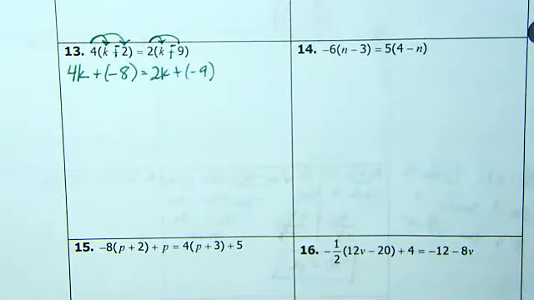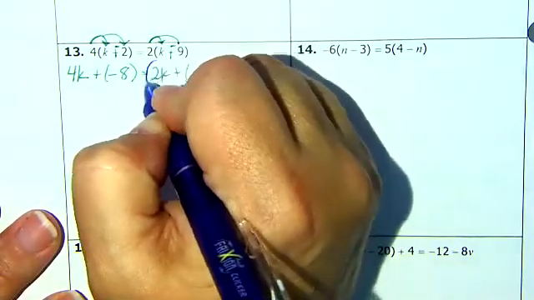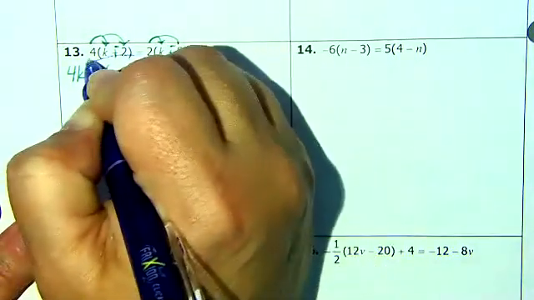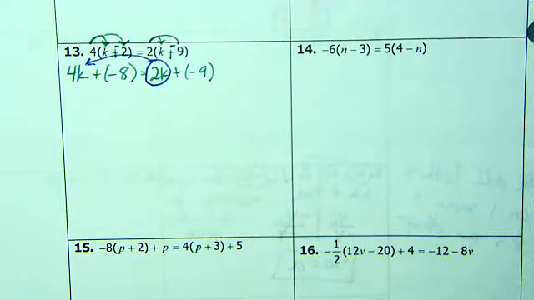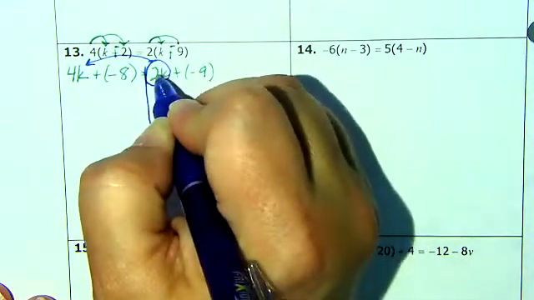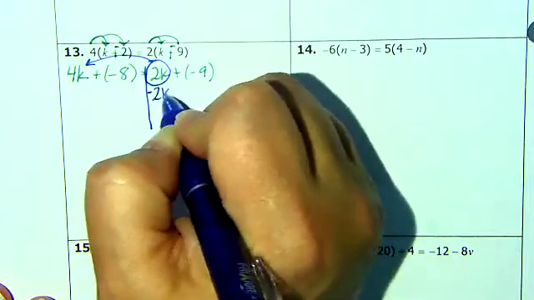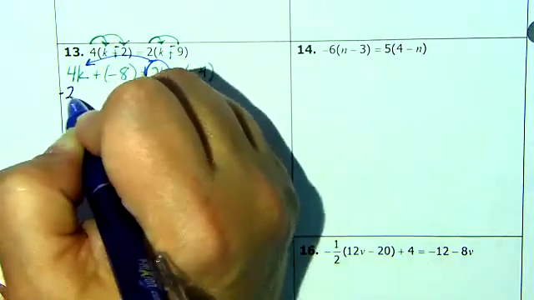And now I'm back like a problem like we had earlier. I want all my variables on one side. I like to move them to the left unless I have to move them the other way. My equation wall, I have to do the opposite. I want to make this equal 0, so that's a positive 2k. So I'm going to subtract or add a negative 2k to both sides.